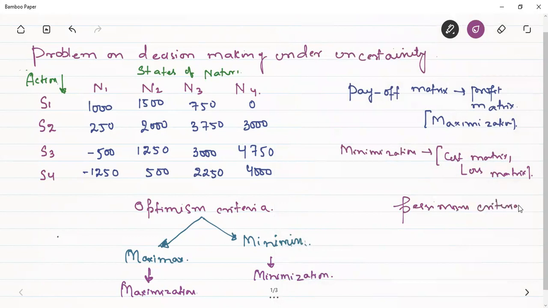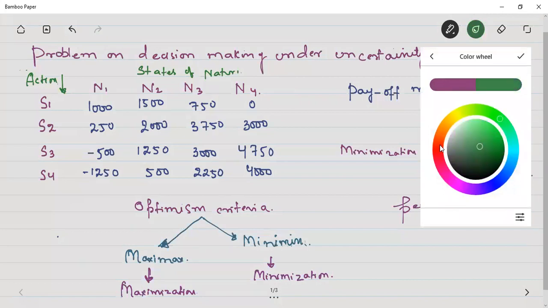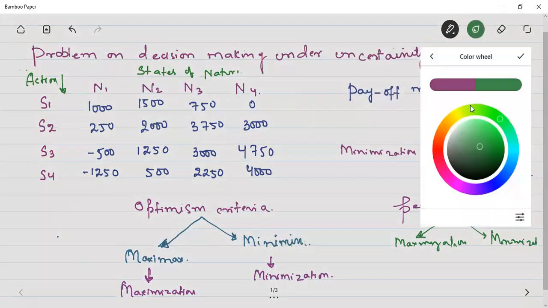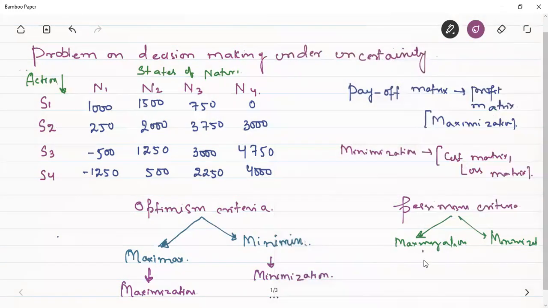I might have discussed it in the previous lecture only for the maximization problem, but for the maximization problem, we will have one criteria. And for the minimization, we'll have another criteria. For the maximization, I had told you that the criteria is Maximin criteria. And for the minimization problem, if this matrix is a minimization, that is the cost or loss matrix, then the criteria that has to be followed is minimax.